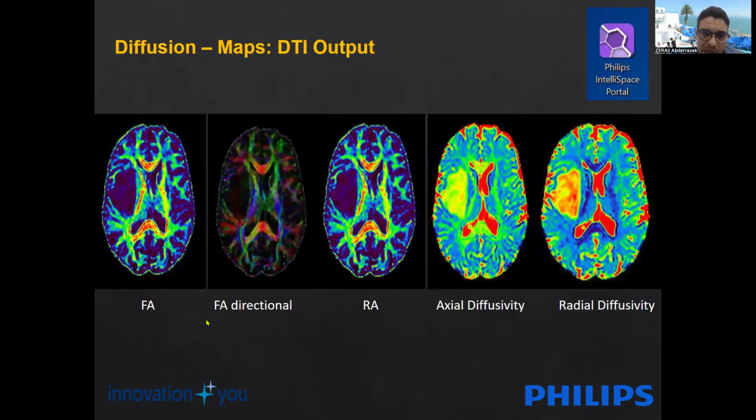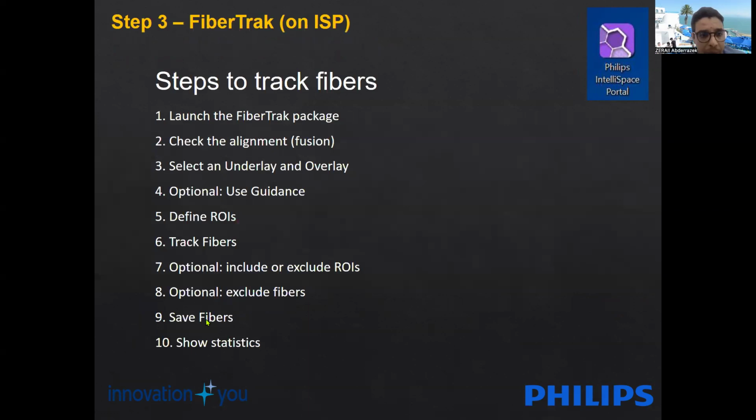Here is an example of the different maps that you have. For example, FA directionality, that's the color of different parameters, also RA, and axial diffusivity and radial diffusivity. These are all the maps that you get after post-processing of diffusion tensor imaging data.